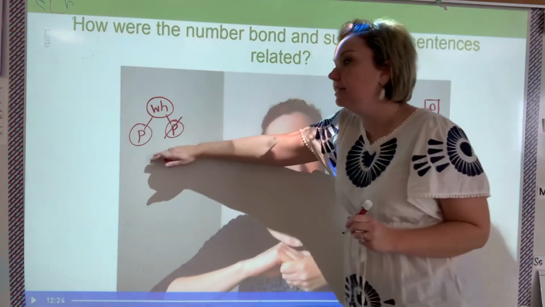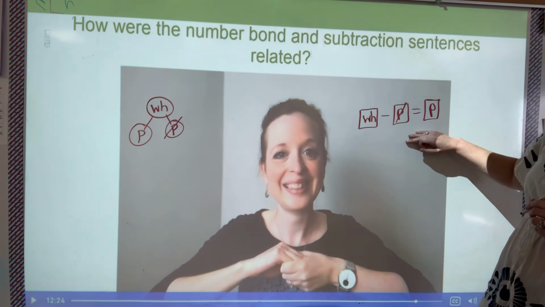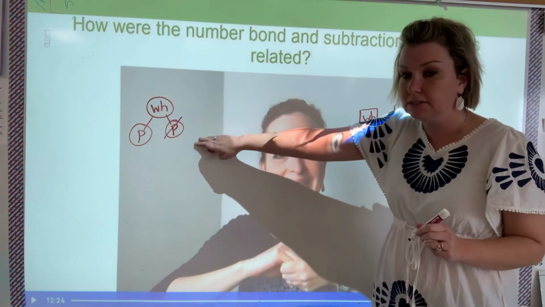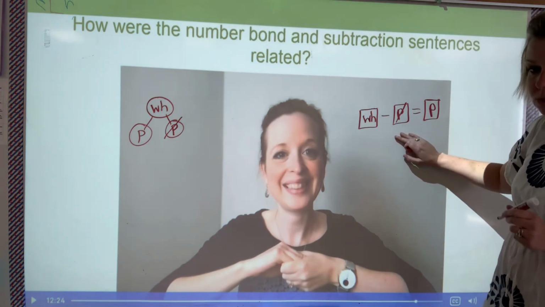A number bond is the same thing as a number sentence. One is just written as a bond, as a number bond, and the other one is written as a subtraction sentence or equation.